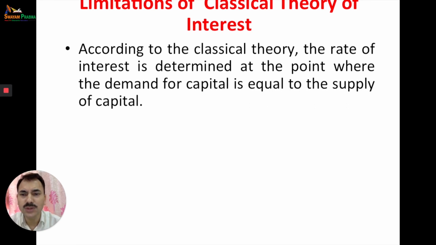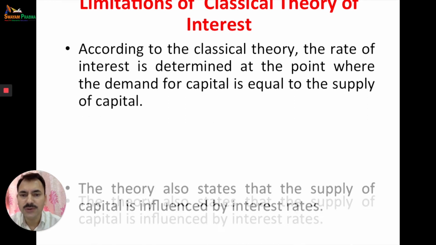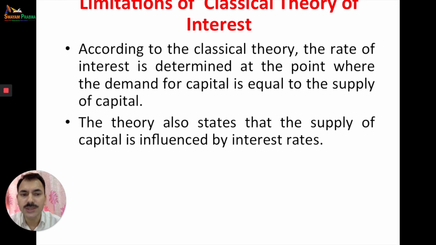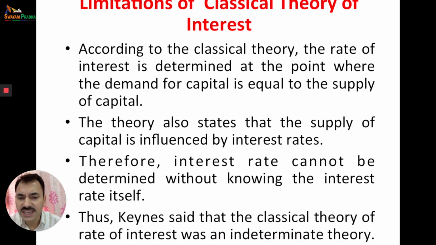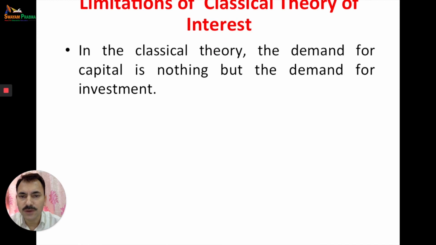According to classical theory, the rate of interest is determined at the point where demand for capital is equal to the supply of capital. This theory is basically more of a supply side theory, and therefore the rate of interest cannot be determined without knowing the rate itself. Thus Keynes said that the classical theory of rate of interest is an indeterminate theory. It is not a perfect theory.